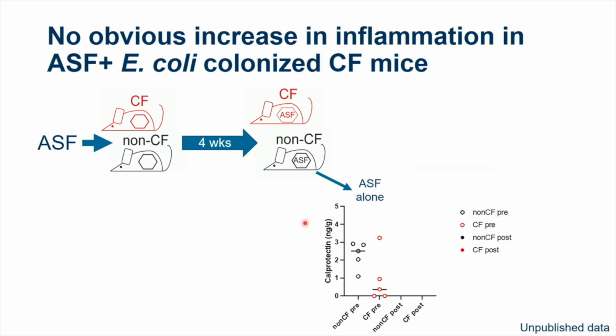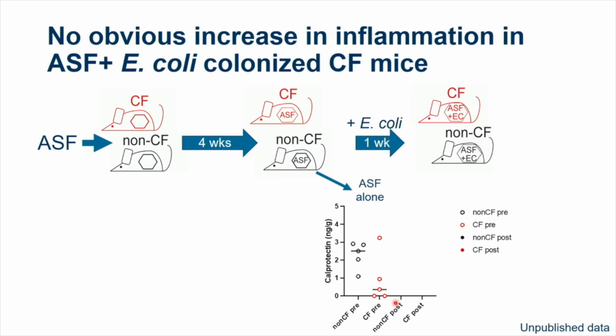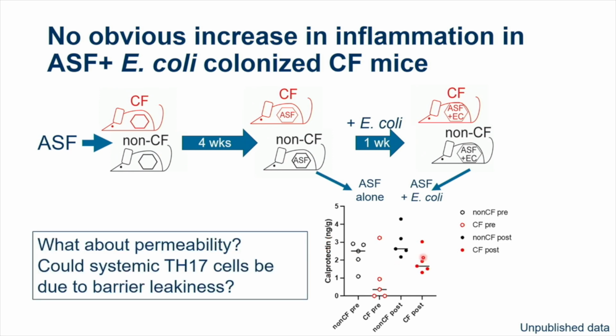So we looked at a measure of gut inflammation, fecal calprotectin, in the mice. When we looked in our ASF colonized mice, we did not see higher fecal calprotectin in the CF mice. Then we gave them E. coli, and a week later looked at the fecal calprotectin, and still that was not higher, although these values are pretty low. So the question was, how are we getting these systemic Th17 cells, and could it be due to barrier leakiness? So we set up this experiment to look at intestinal permeability.